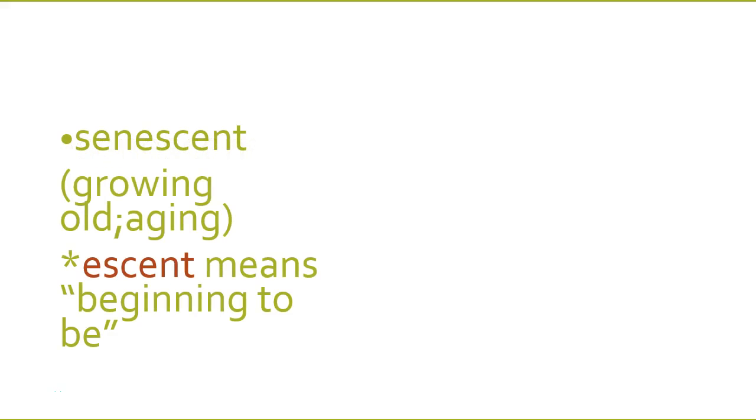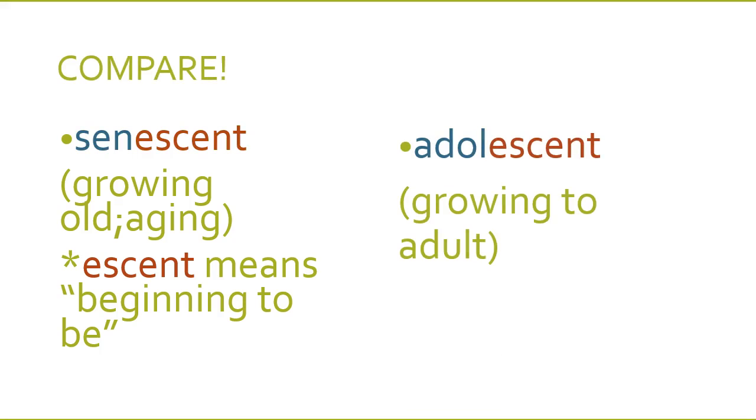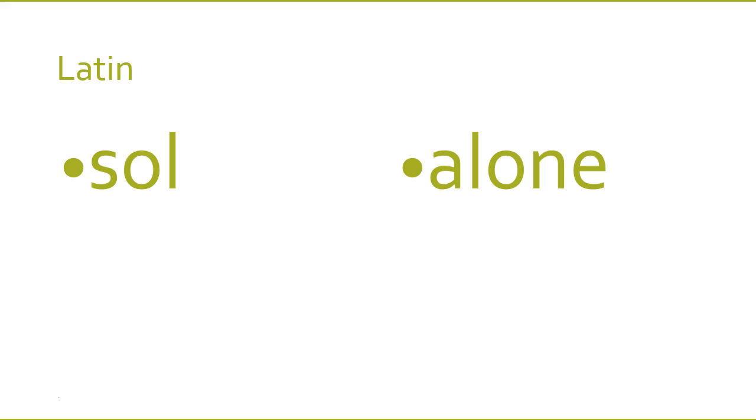Another word I want to talk about is senescent. Senescent is an interesting word, may not be one that you're familiar with. Essent means beginning to be. So senescent would be growing old or beginning to be old. Now I want to compare that to another word. The word is adolescent. Adolescent has the stem that means adult. So we have beginning to be adult, which would be you guys, compared to senescent or beginning to be old.